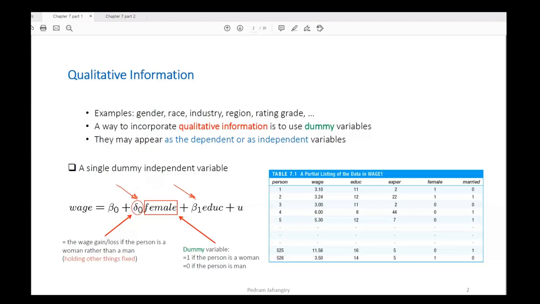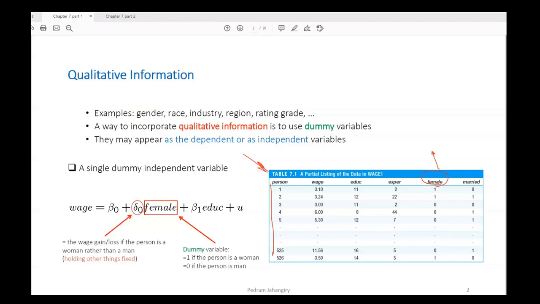Now, let's see what we have here. So table 7.1 is our data, right? So what is the data? We have a bunch of elements. So these are the observations. And let's say I have 526 observations in the data. And what do we have? We have wage, education, experience, female, married, and et cetera, right? So look at that. This is a dummy variable. And I want to show you something that is a very good name too.